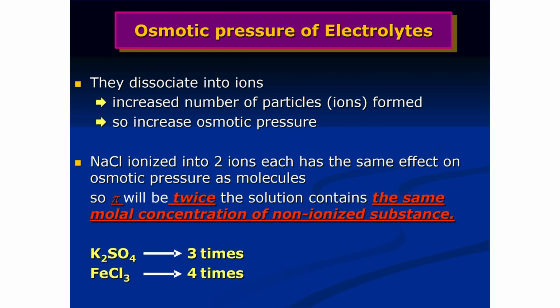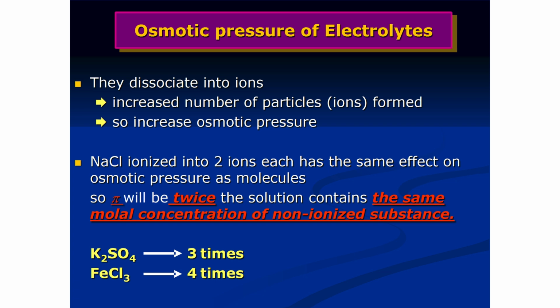Osmotic pressure for electrolytes. Now what about electrolytes? They dissociate into ions, which increases the number of particles formed and therefore increases the osmotic pressure. For example, sodium chloride ionizes into two ions, so its osmotic pressure will be twice that of a non-ionized substance at the same molar concentration.